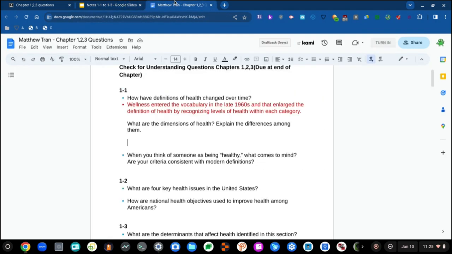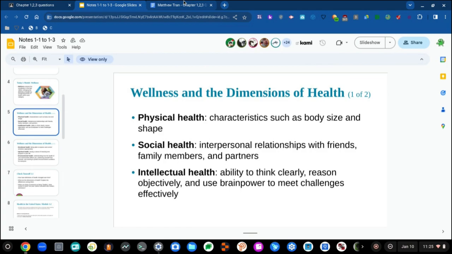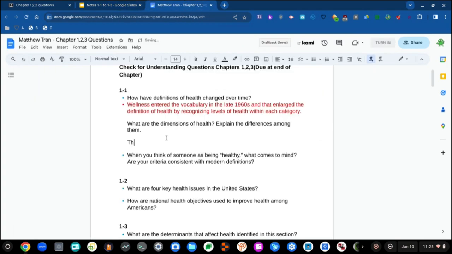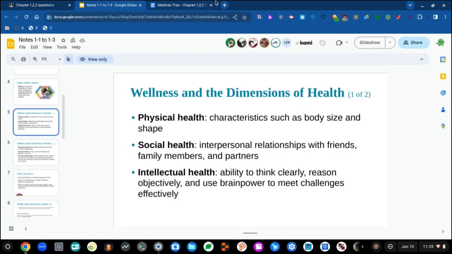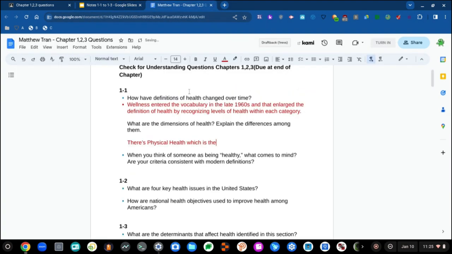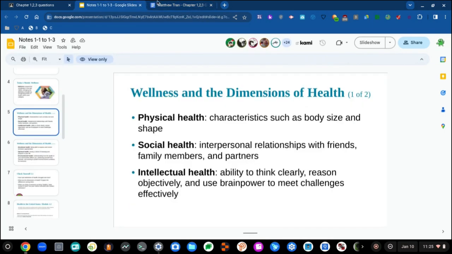Okay, what about the dimensions of health? Anybody want to throw out one of the ones they saw, or should we just call a couple of people? Any volunteers? Yeah. Physical? Okay, what is physical health? Characteristics such as body type and shape. Okay, so when you think of physical health, what do you think about? Someone, how fit they are? Yeah, they're in shape. So maybe somebody exercises a lot, keeps their body in good shape, that kind of stuff, right? So that's one aspect of health.